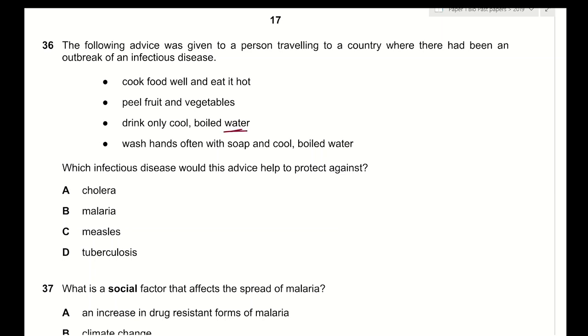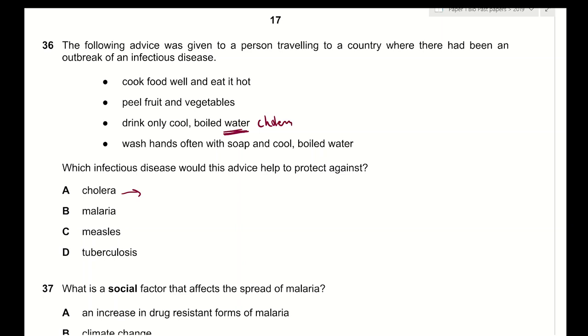Now, drink only cool boiled water. Because water has been mentioned, it's kind of clear for us, because as we all know, cholera is transmitted by the fecal-oral route via water contaminated with sewage. Therefore, if it says only drink cool boiled water, this means it's mostly going to be cholera.